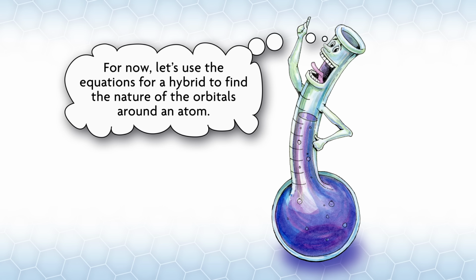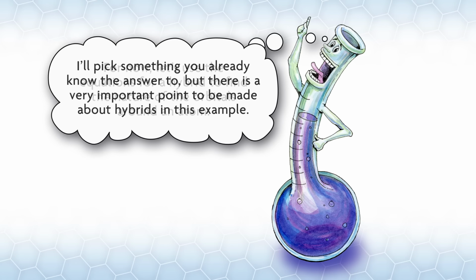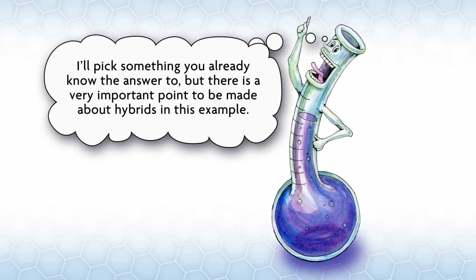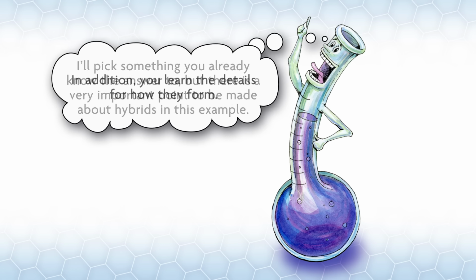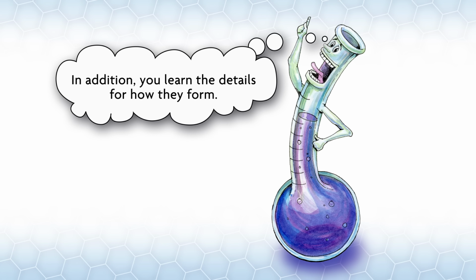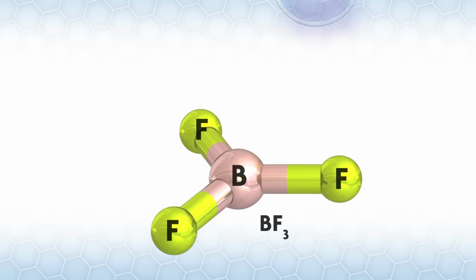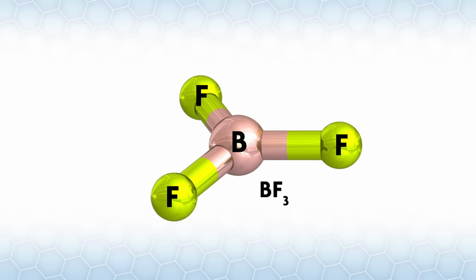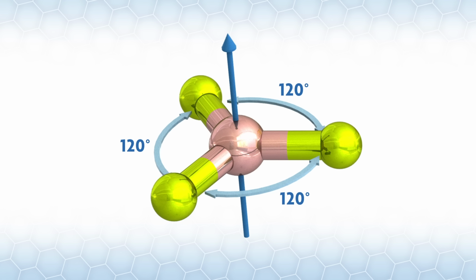For now, let's just use the equations for a hybrid to find out the nature of the orbitals around an atom. I'll pick something you already know the answer to, but there is a very important point to be made about hybrids in this example. In addition, you'll learn the details for how they form. Let's say you have a trigonal planar molecule like BF3, and you want to know what sp hybrids are being used to make the BF bonds in the molecule. There are 3 bonds in the xy plane, all 120 degrees apart.